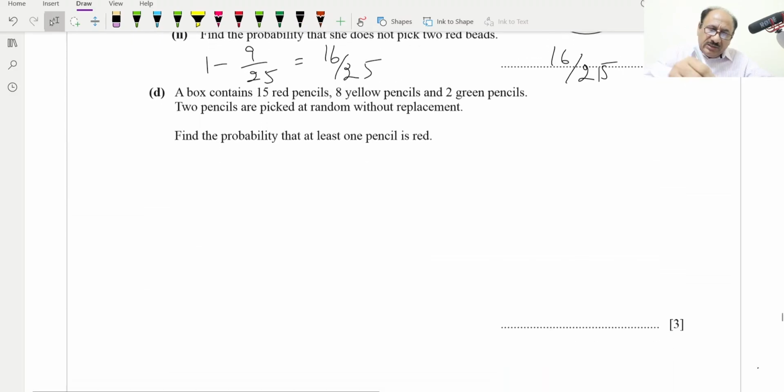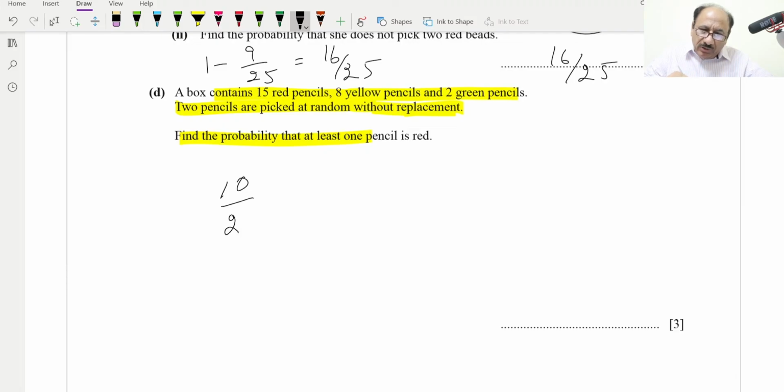A box contains 15 red pencils, 8 yellow pencils, and 2 green pencils. 2 pencils are picked at random without replacement. Find the probability that at least one pencil is red. So we will be checking for the probability of not red. Not red will be 10 over 25 for the first one.